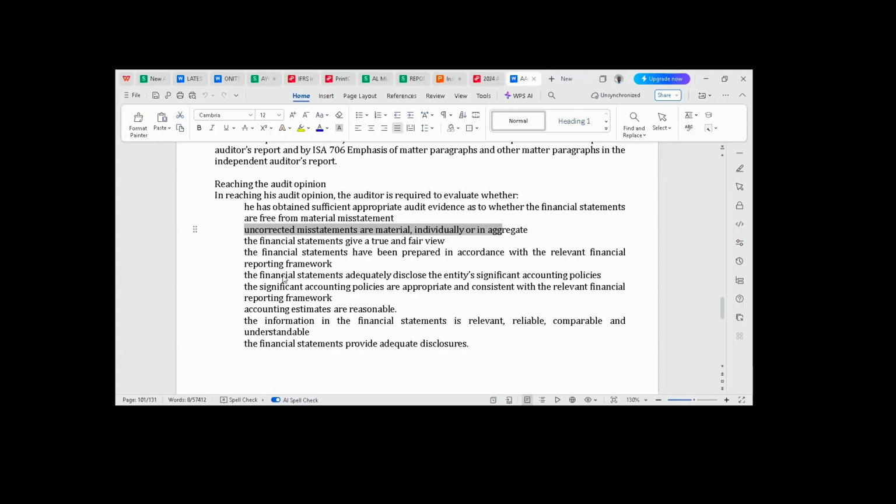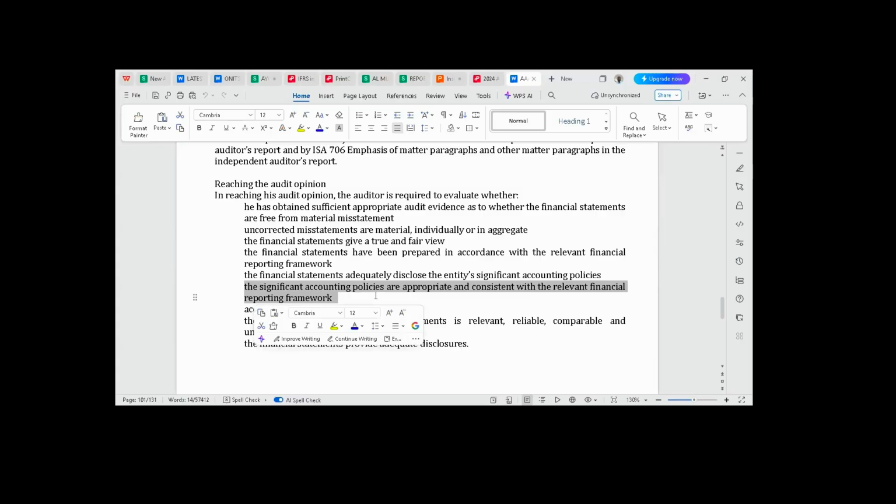Then number three, the auditor needs to also ensure that the financial statement gives a true and fair view. Then you also need to be sure that the financial statements are prepared in accordance with the relevant financial reporting framework. Right? Then, before he reaches his opinion, the auditor needs to also know the financial statements adequately disclose the entity's significant accounting policies. The entity's accounting policies are stated or disclosed. Then you also need to evaluate whether the significant accounting policies are appropriate and consistent with the relevant financial reporting framework.